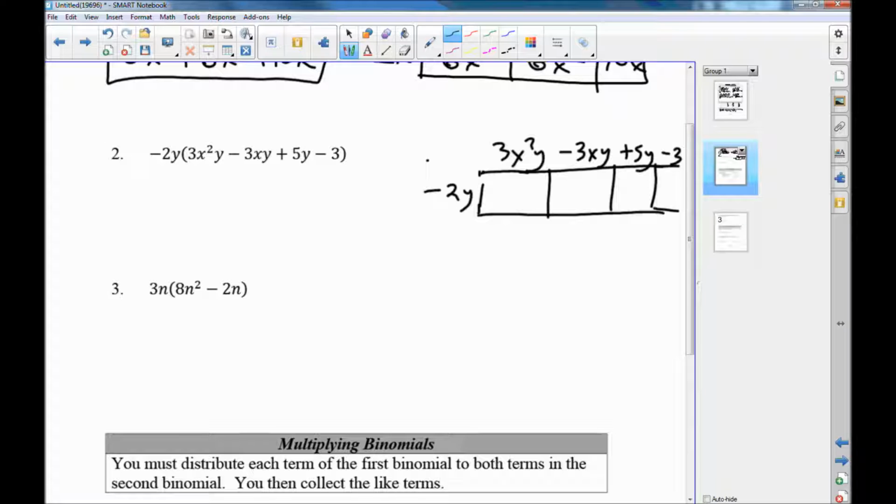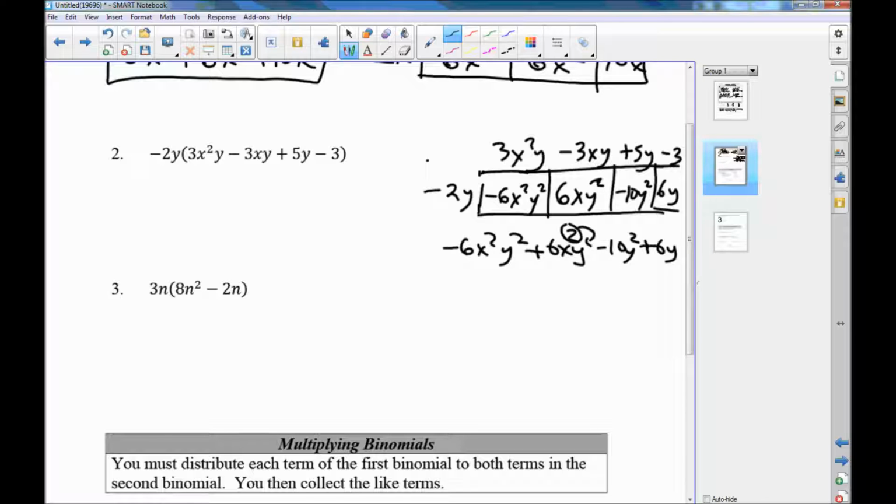So we do negative 2y times 3x squared y. That's negative 6x squared y squared. Then negative 2y times negative 3xy gives me positive 6xy squared. And then negative 2y times positive 5y gives me negative 10y squared. And negative 2y times negative 3 gives me 6y. Okay? So when I'm done here, I have negative 6x squared y squared plus 6xy squared minus 10y squared plus 6y.